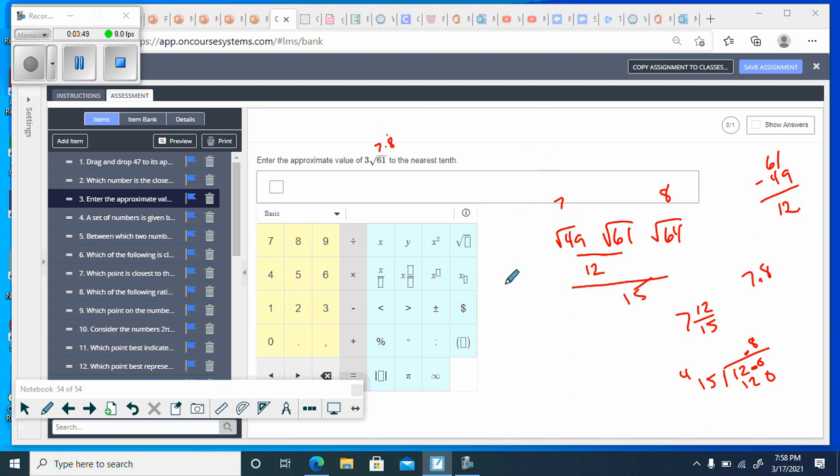We need to multiply that by 3. 7.8 times 3. 8 times 3 is 24. 7 times 3 is 21, 22, 23. 1 decimal place, that would be about 23.4.